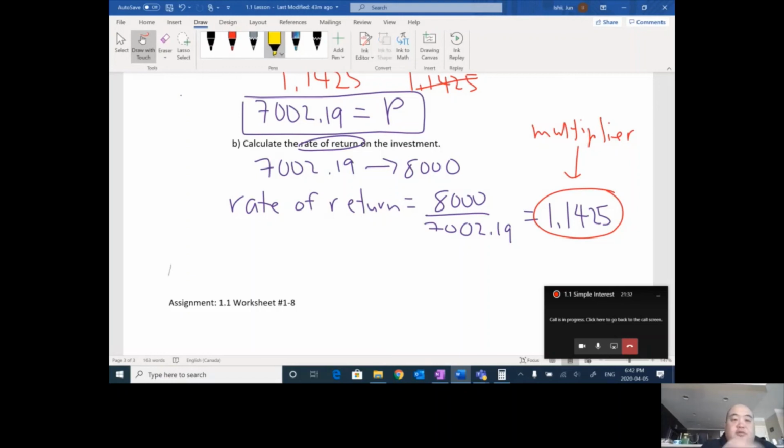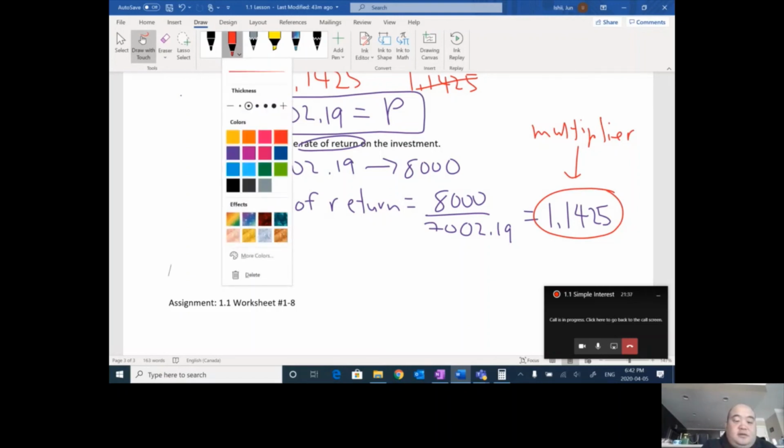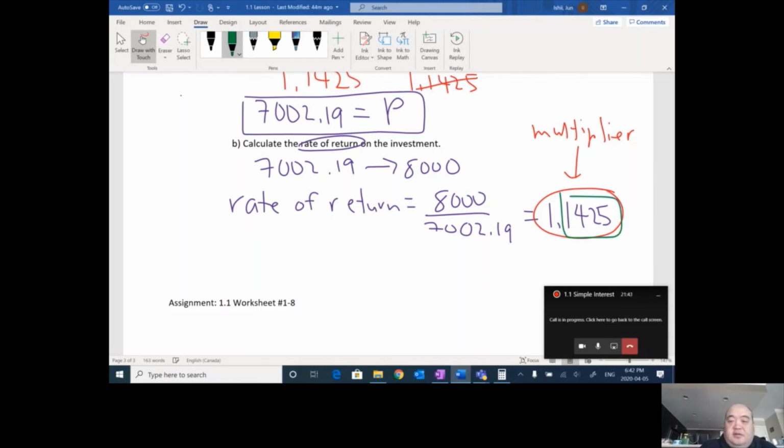So the actual return part is this part right here. This represents 14.25%. So that was the rate of return. The one part is actually the principal part. The one part here represents 100%, which is the starting point. And then we added on 0.1425. So that's the actual rate of return.